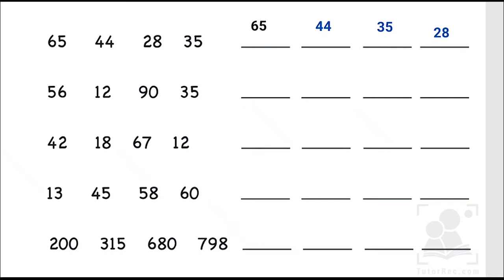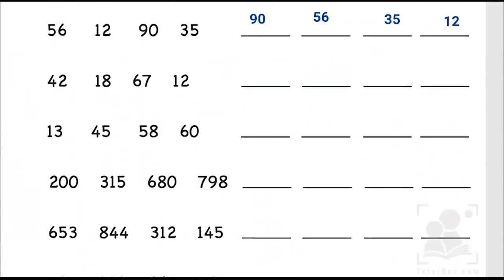Similarly, in the next row, 56, 12, 90, 35. The biggest one is 90, so we'll write 90 over here. Then comes 56. Then comes 35. And then 12.